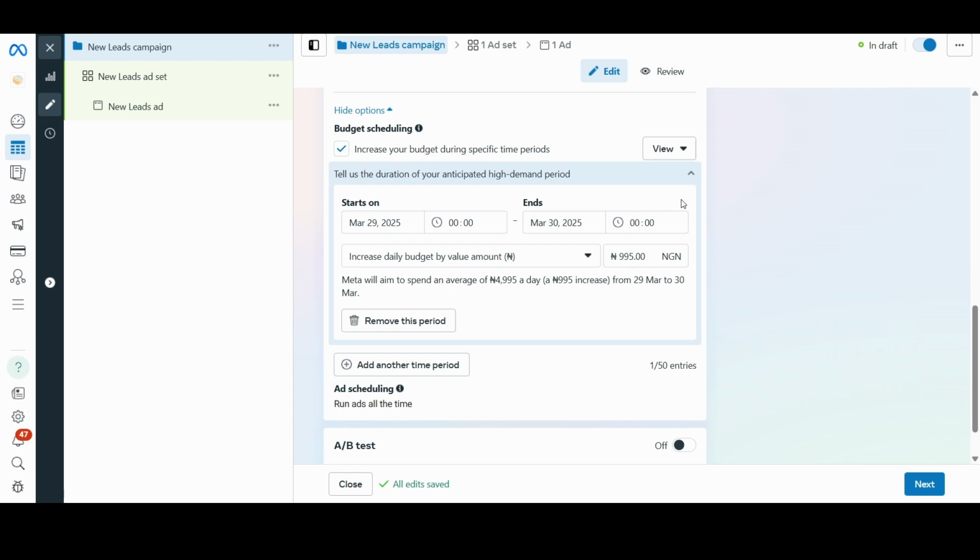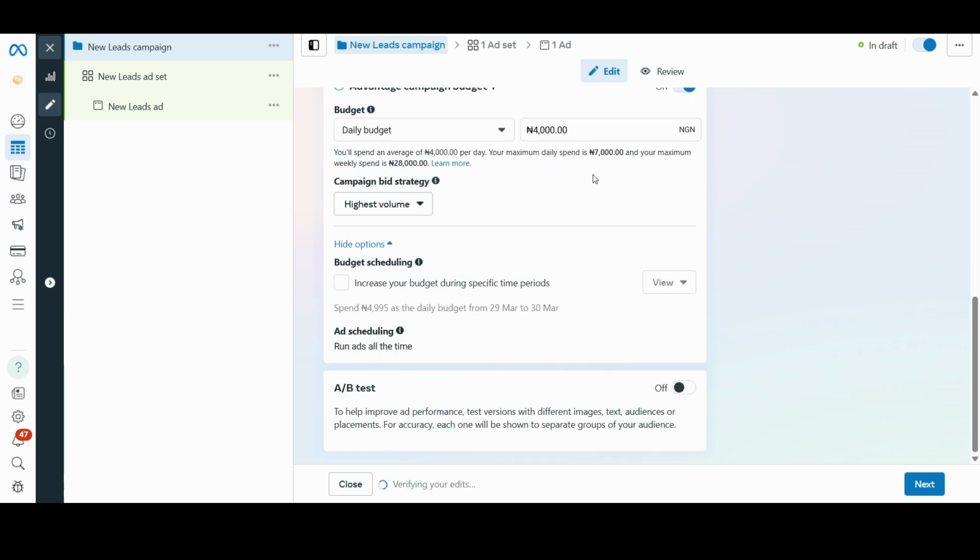So the learning phase will not be exited if you're running for 1 month and you just keep running the ad, but you adjust your spend as you proceed. And you can actually set it up here and just let it run. Okay, so we're not going to do that for this particular demonstration that we're running.